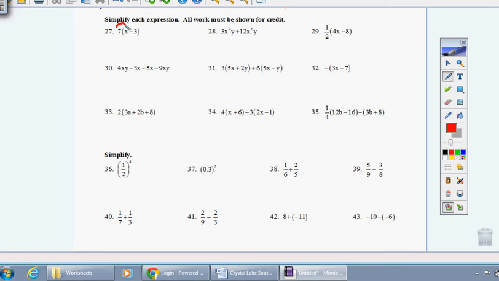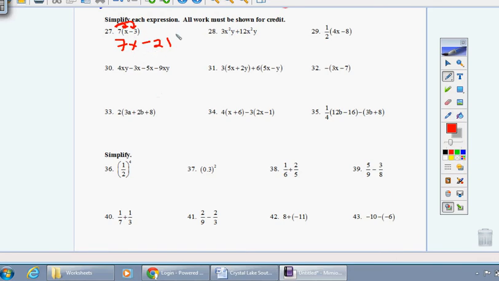So I have my 7 here. Let's distribute the 7. Okay, so 7 times x gives me 7x, and 7 times 3 gives me 21. Now always remember, it's really 7 times negative 3, because I have that negative sign in front of the 3. So I have 7x minus 21.